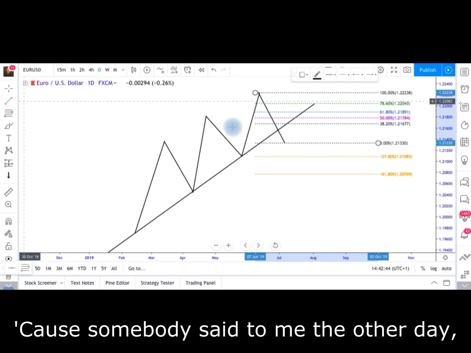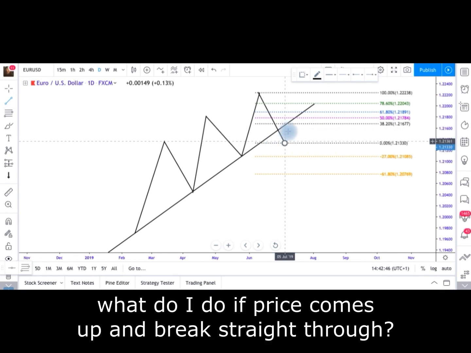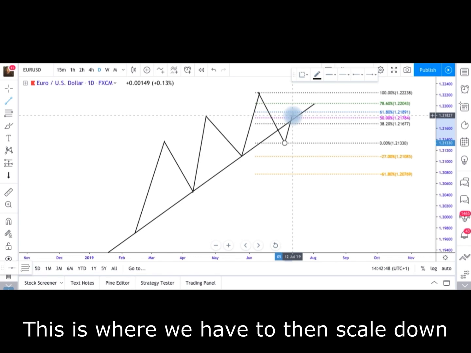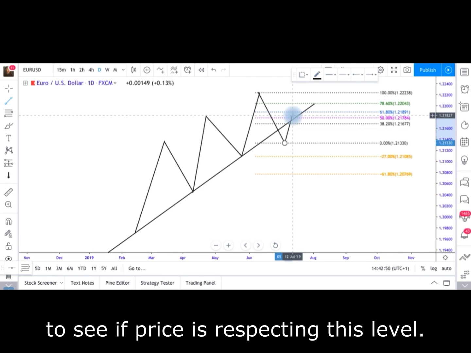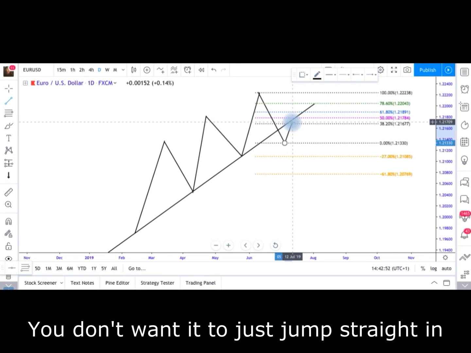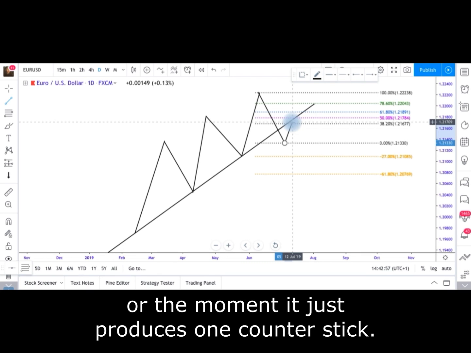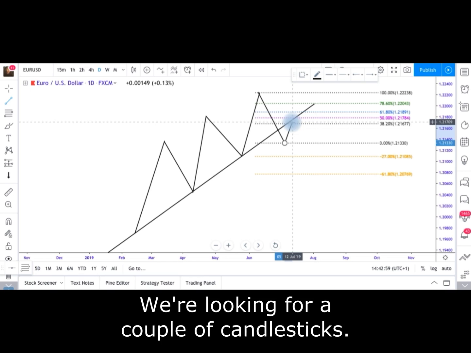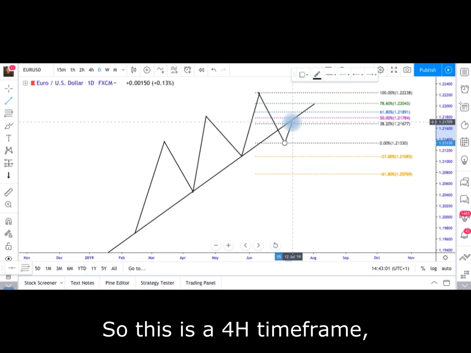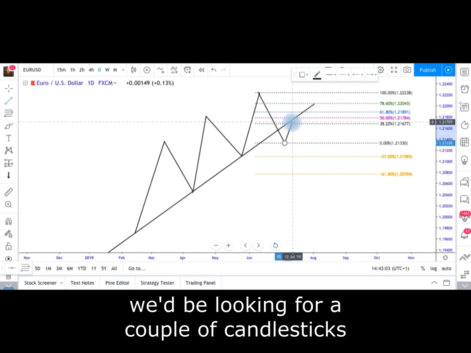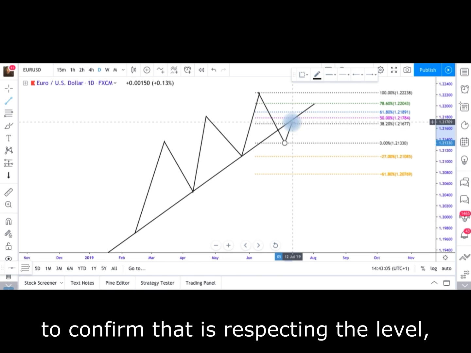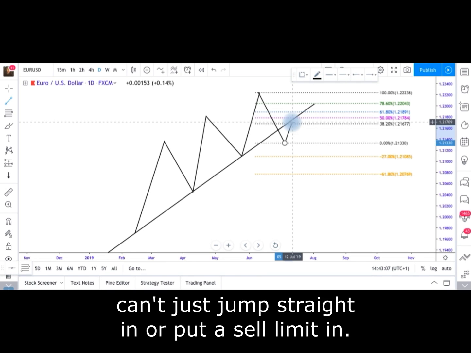But somebody said to me the other day, what do I do if price comes up and breaks straight through? See, this is where we have to then scale down to see if price is respecting this level. We don't want to just jump straight in the moment it hits the fib or the moment it just produces one candlestick. We're looking for a couple of candlesticks. So if this is a 4-hour time frame, we'd be going down to the hourly. We'd be looking for a couple of candlesticks to confirm that it is respecting the level. Can't just jump straight in or put a sell limit in.